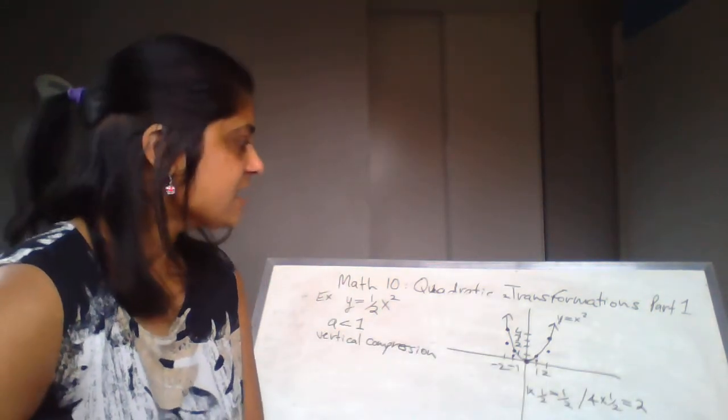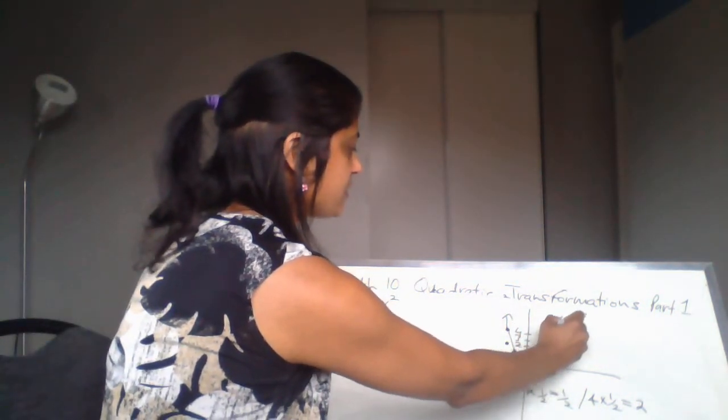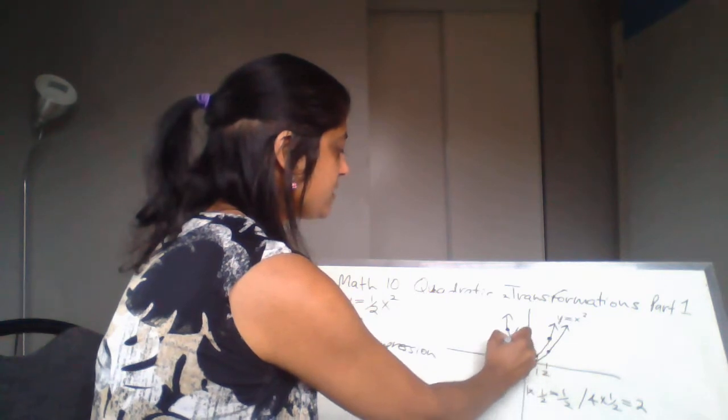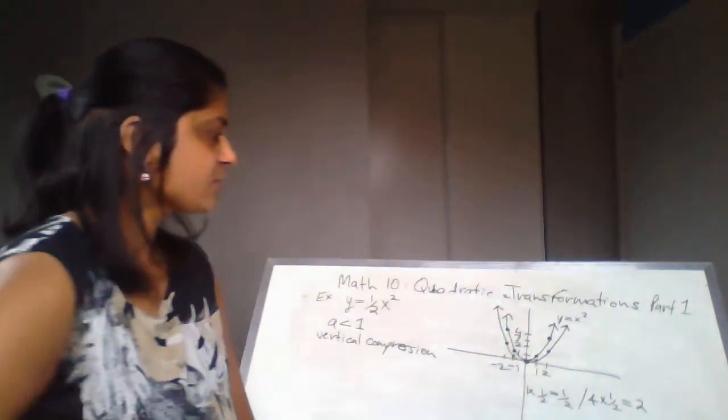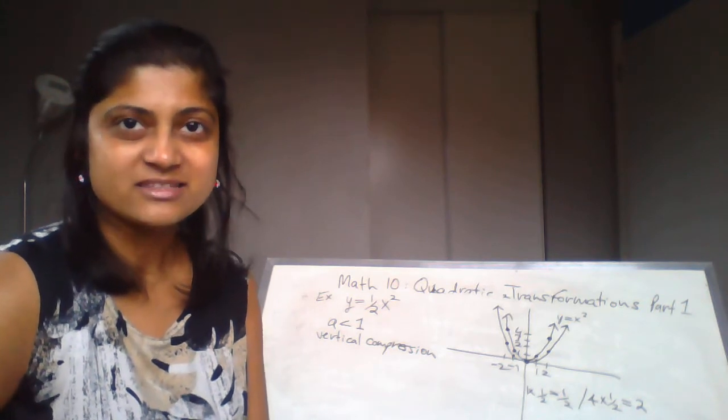Now you can see as I take all these points, the point at the origin is not going to actually change. So this is what my graph looks like now. I hope everyone can see that.